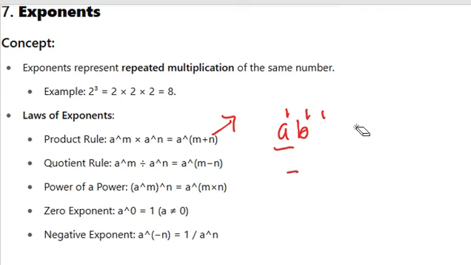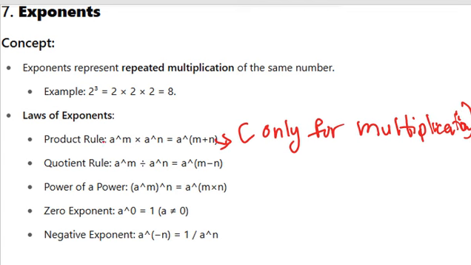Hope this is very clear. Product rule is only for multiplication. You add the exponent only if you are multiplying. That is what the product rule is for. Take note of that.